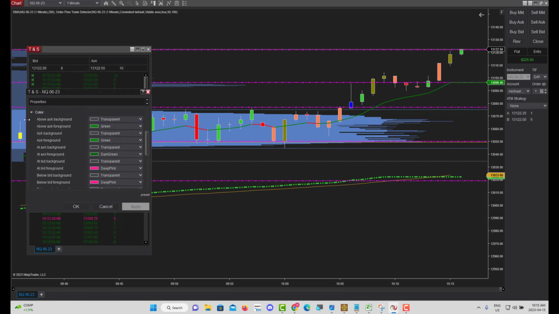So the above ask, the ask, the backgrounds, I got rid of all the backgrounds, but I only try to keep it as two colors as possible, as such as there she takes off. So above ask, ask foreground, ask, all the asks are green, and then the bids are pink.